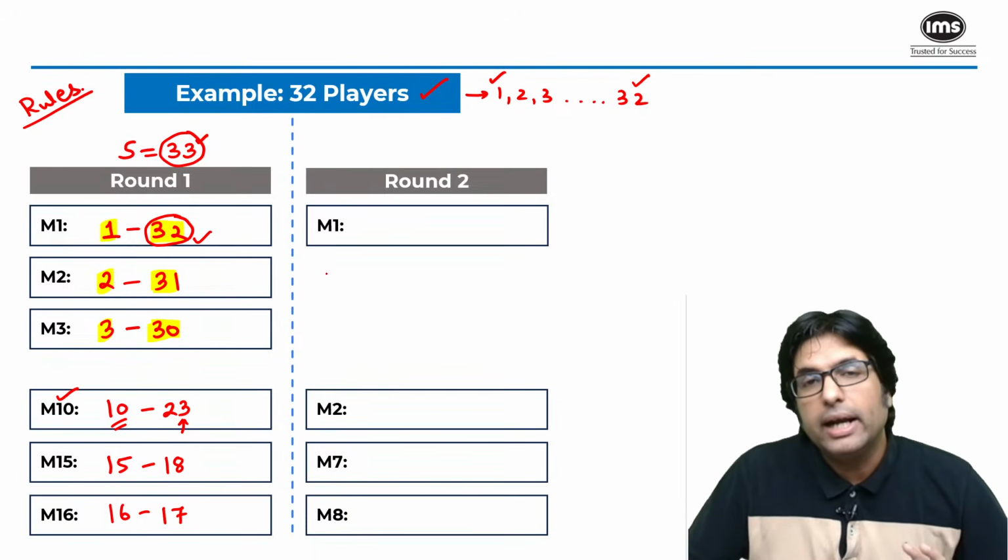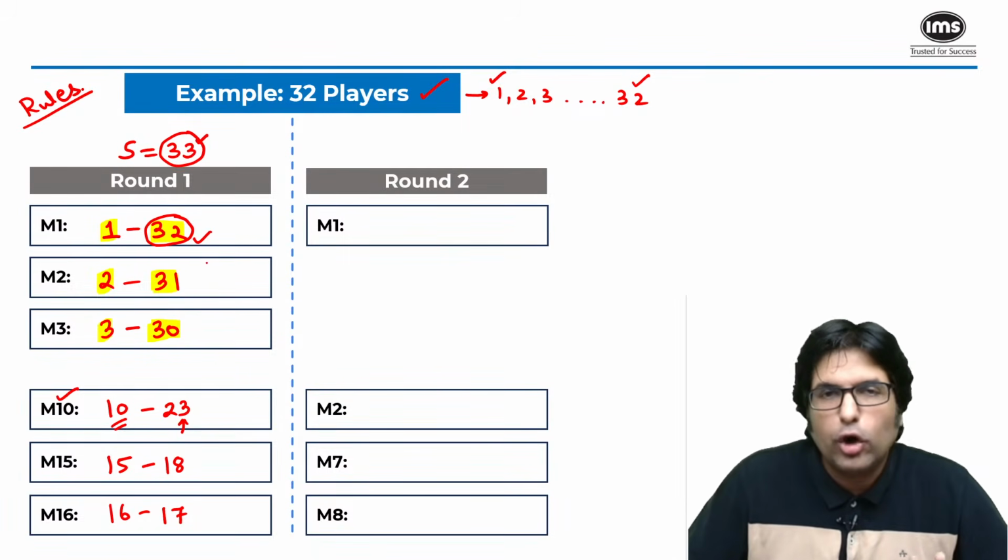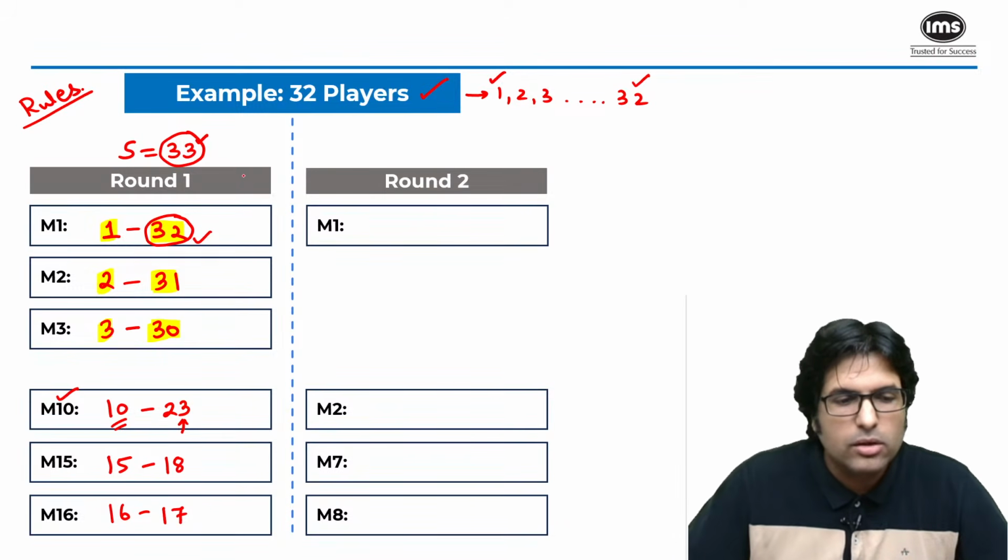Now what would happen in round 2? Round 2 is dependent on the winners of round 1; only the winners can proceed to round 2.